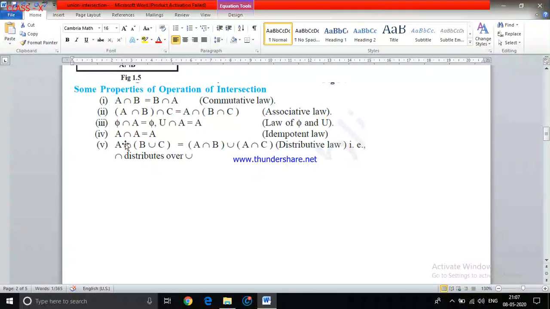Now A intersection A, the set intersection with the same set, must have all the elements of A. That's why A intersection A will give me again A.